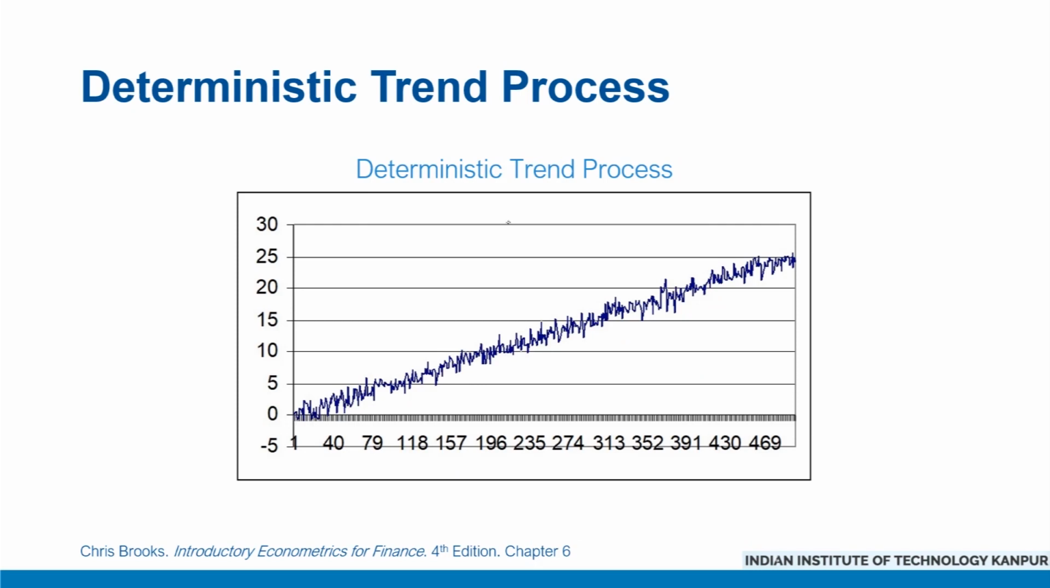Next, let's look at a deterministic trend process. While this process fluctuates a lot like a white noise process, it fluctuates around the deterministic trend, and it does so very frequently. If we detrend this process, the residuals will fluctuate like this, because once the trend has been removed, it becomes very close to a white noise process.